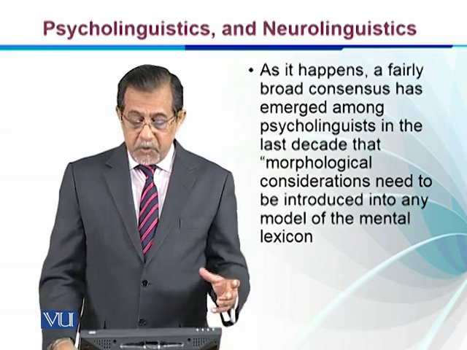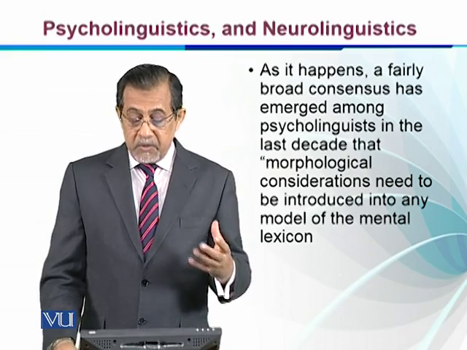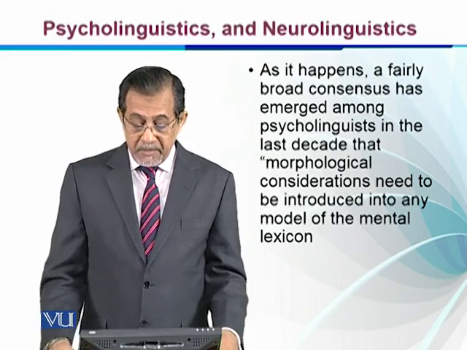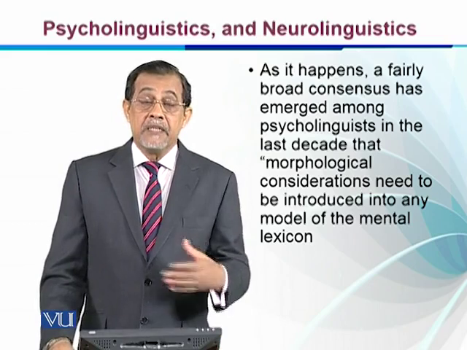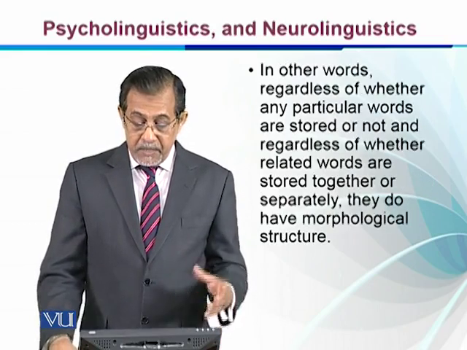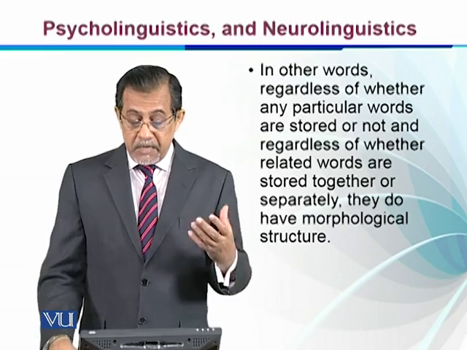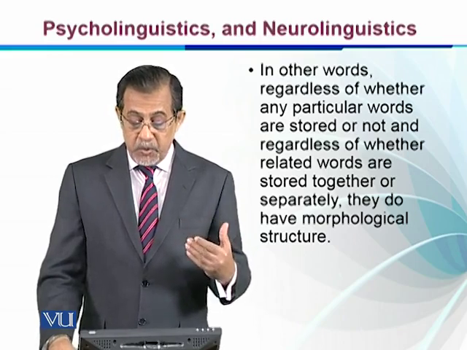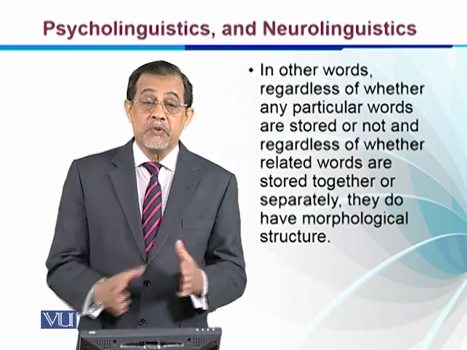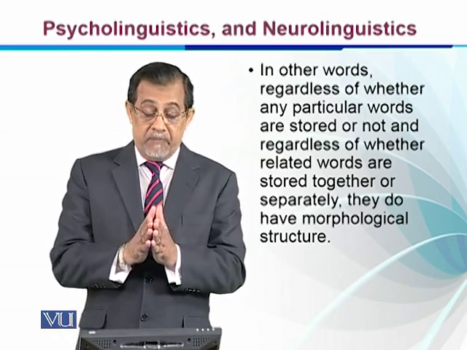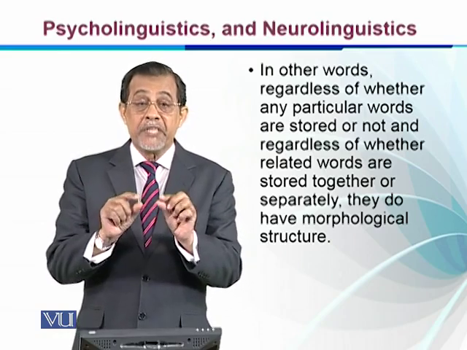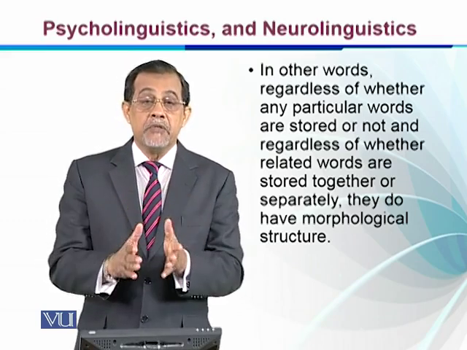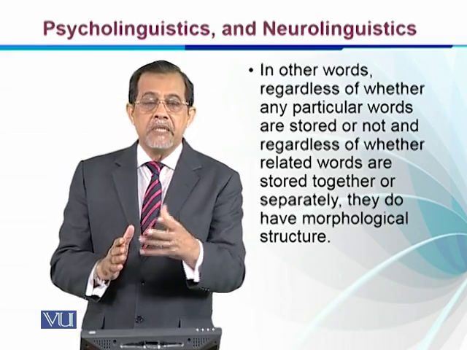As it happens, a fairly broad consensus has emerged among psycholinguists in the last decade that morphological consideration needs to be introduced into any model of the mental lexicon. In other words, regardless of whether any particular words are stored or not, or regardless of whether related words are stored together or separately, they do have morphological structure. So it was concluded that whether we store complex words or store words in pieces, they have a morphological structure whenever we use them in a morphologically correct form.